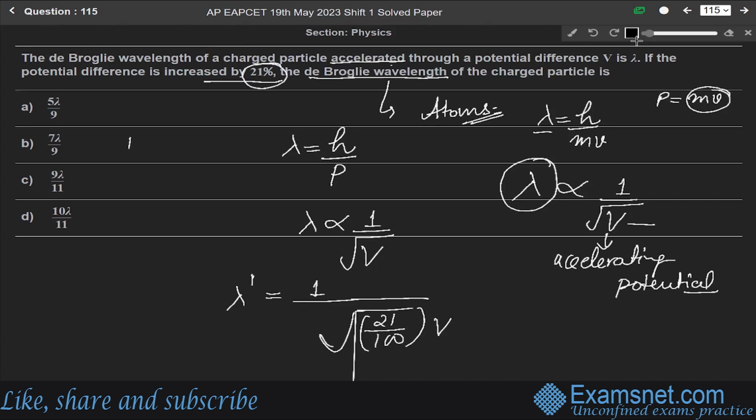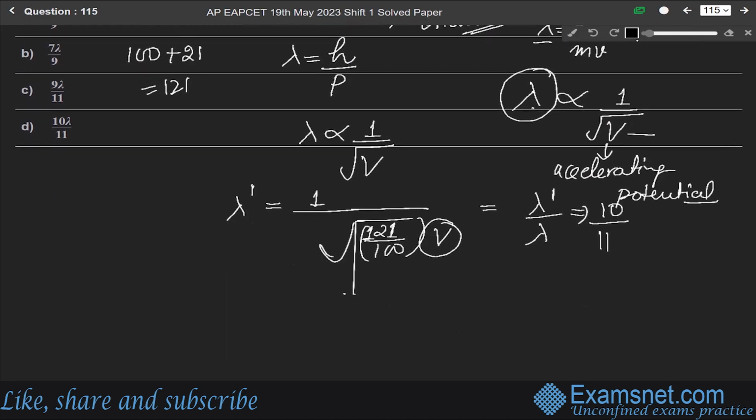Let us say, first of all, it is 100% and it is increased by 21%, means 100 plus 21, it is 121. So here we write 121. Okay. So 121 over 100 into V. So it will be equals to lambda dash over under root of V is what? Lambda. So in place of 1 over under root of V, we can write lambda. It is equals to 10 over 11. Okay. So lambda dash is equals to 10 lambda over 11.